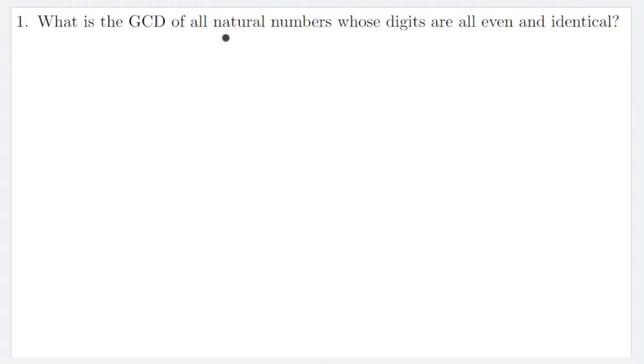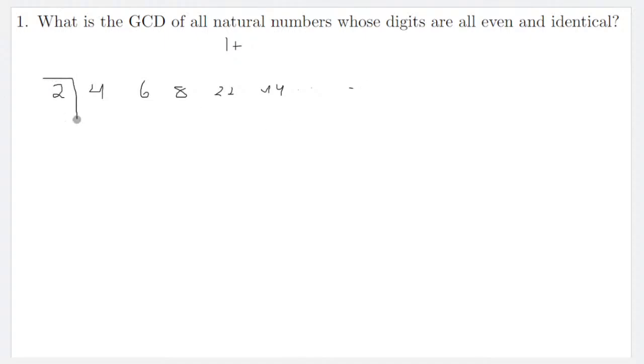So, natural number means it must be a positive integer, so it must be 1 or above, and all the digits must be even and identical. So let's just list those numbers. So 2, 4, 6, 8, 22, 44, and so on. And you can see the pattern.